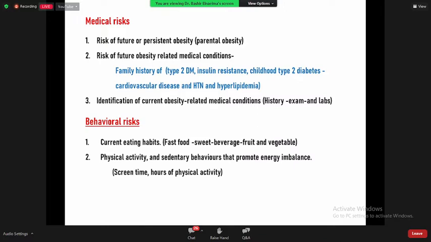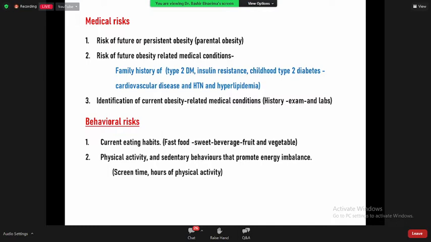What is the behavior risk? For the behavior risk, you have to ask about the current eating habits. By current eating habits, we mean fast food. How many times does this child eat fast food? What about sweet beverages? And what about fruit and vegetables? How many times does he eat fruit? How many times does he eat vegetables? This is very important information because if you gather it at the beginning, you can give good advice to the parent. Physical activity and sedentary behaviors that promote energy imbalance.